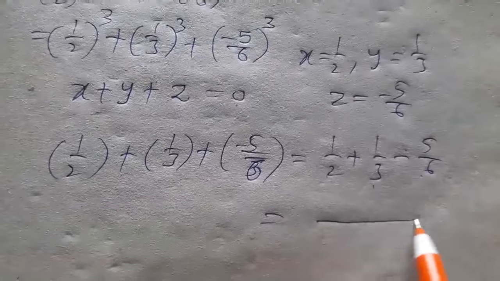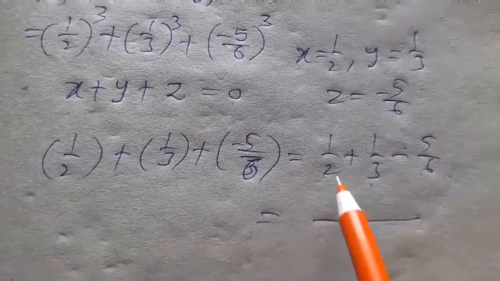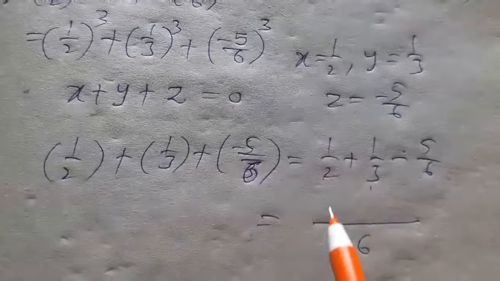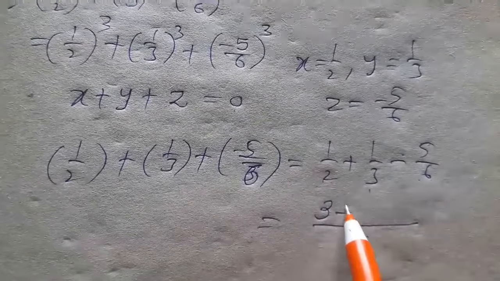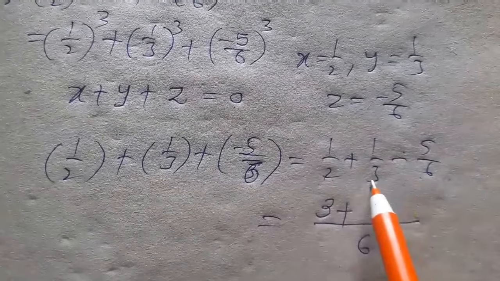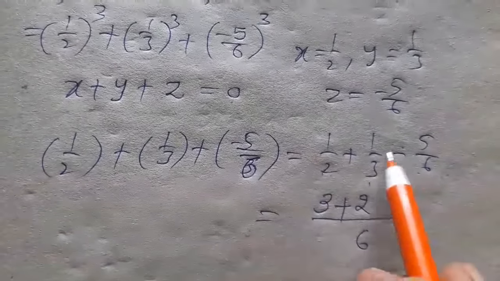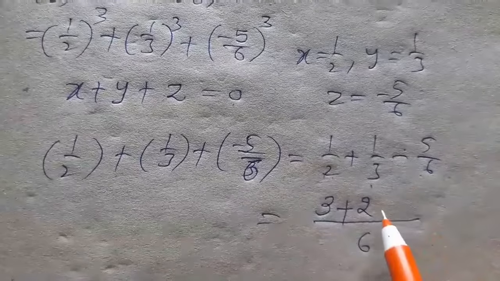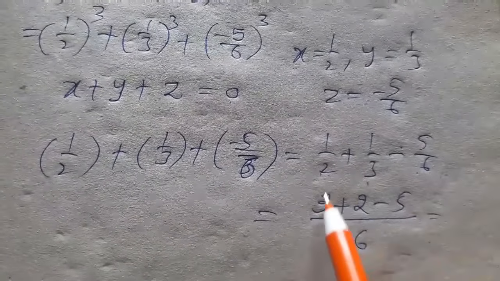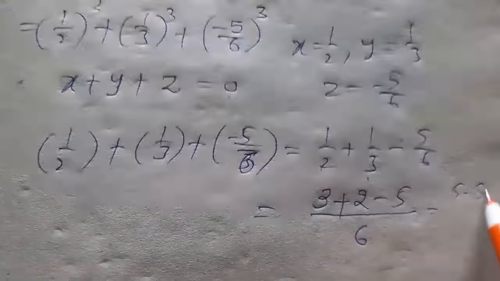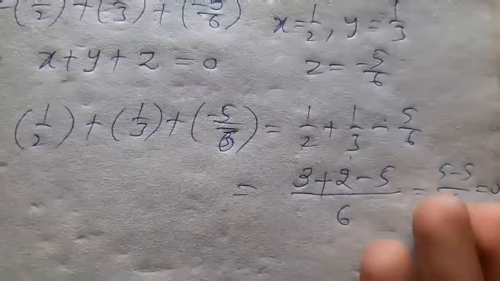So what is the LCM here? 6 is the LCM. So 6 divided by 2 is 3 times. Take 3 here, and 6 divided by 3 is how many times? 2 times. 3 twos are 6, here 2 threes are 6, like that, minus 5. That equals 3 plus 2, which is 5, minus 5 by 6, that equals 0. 0 by something becomes 0.